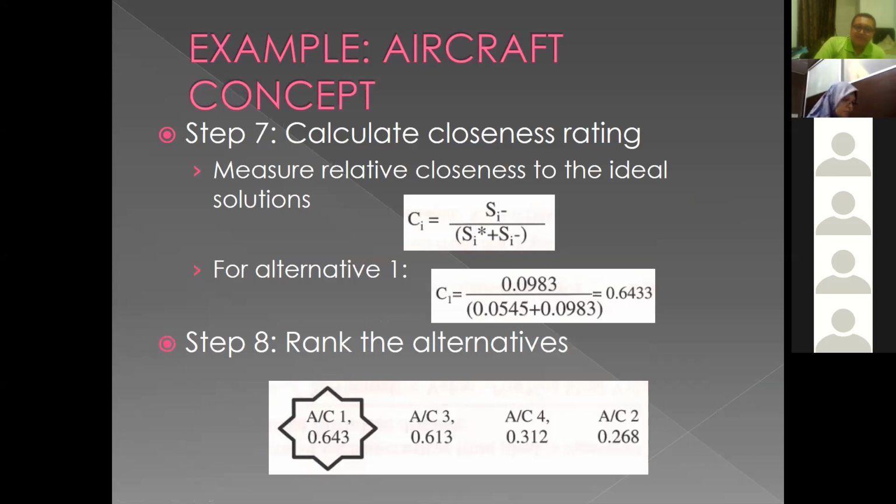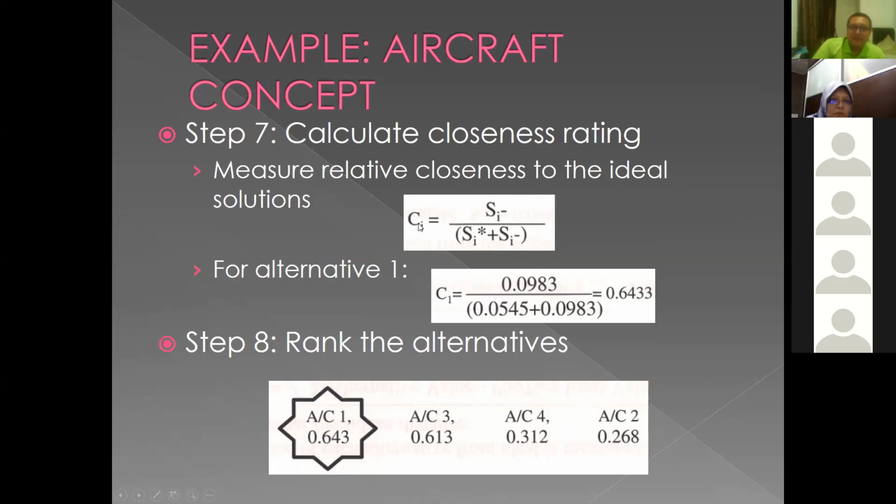Okay, almost done. Step number 7, second last step, is to calculate the closeness rating. Basically we want to get the final answer. Closeness rating, how many percent? The closeness to ideal solution. Ideal solution means you gain profit and at the same time you get away from the risk. That is what it means by ideal solution.